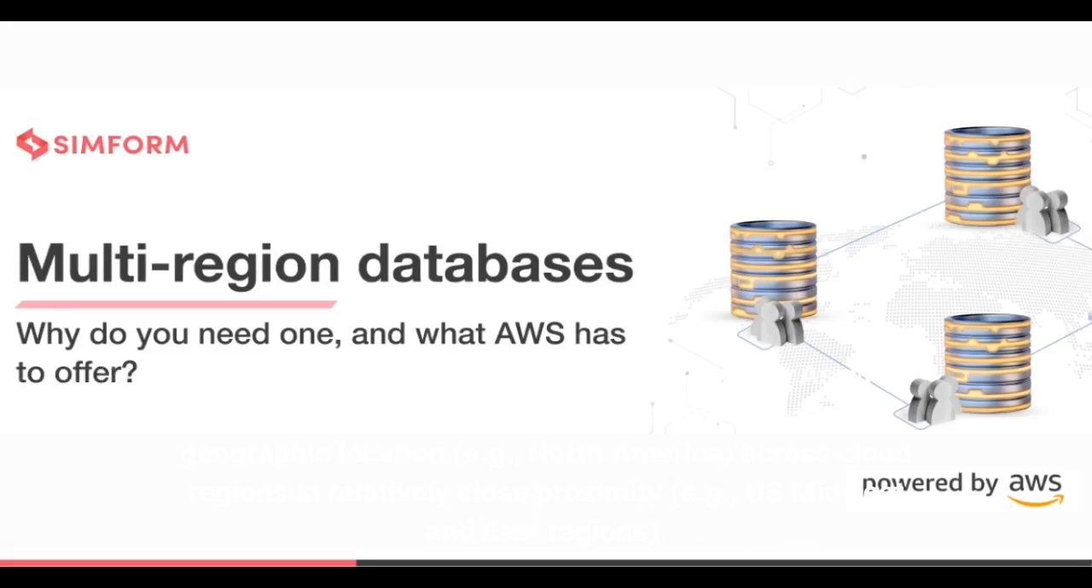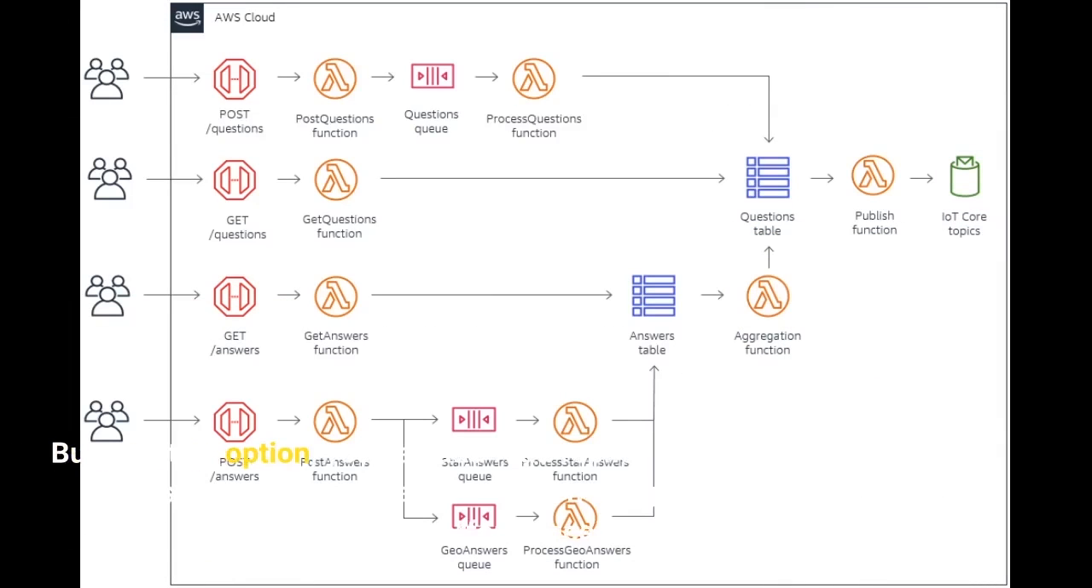Single stretched cluster with read replicas. As with the previous option, the cluster is deployed in one geographic location, e.g., North America, across cloud regions in relatively close proximity, e.g., US Midwest and East regions. But with this option, you can add read replica nodes to distant geographic locations, e.g., Europe and Asia, to improve performance for read workloads.